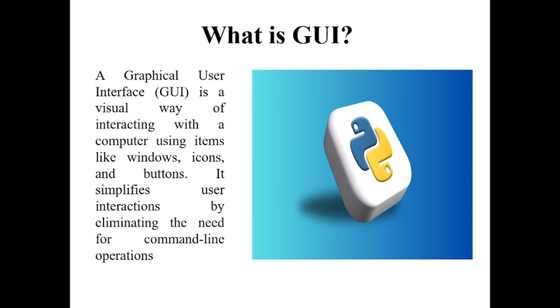GUI is basically graphical user interface and is a visual way of interacting with the computer using items like windows, icons, buttons. In daily life, we generally use GUI in our laptops, in Windows, in mobiles, and the basic elements of the GUI are icons, mouse pointers. The main advantage is that it eliminates the need for command line operations. Like we do not need to remember the commands.